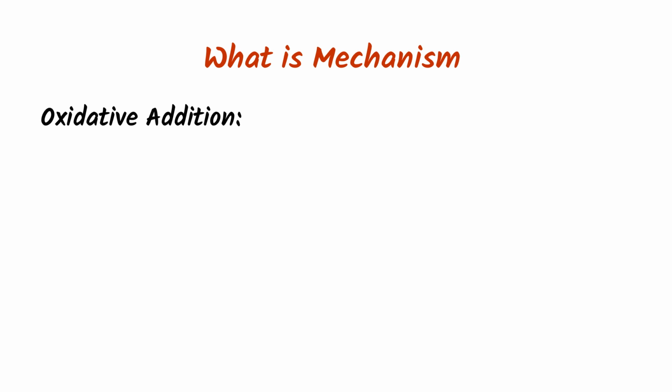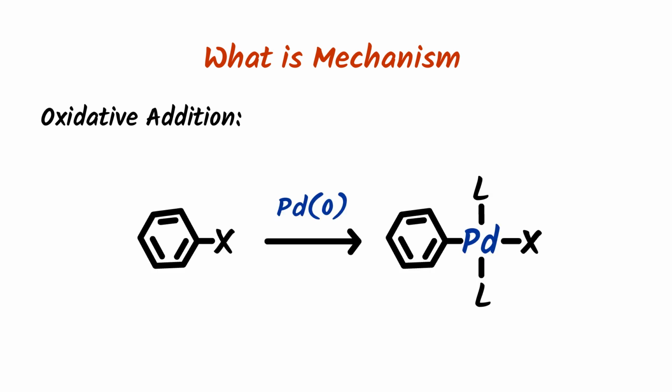Now let's talk about the mechanism. It happens in three steps. First, oxidative addition. Palladium in its zero oxidation state inserts itself into the carbon halide bond of the aryl halide. Palladium just slides in there and breaks that bond. Now you have a palladium complex.